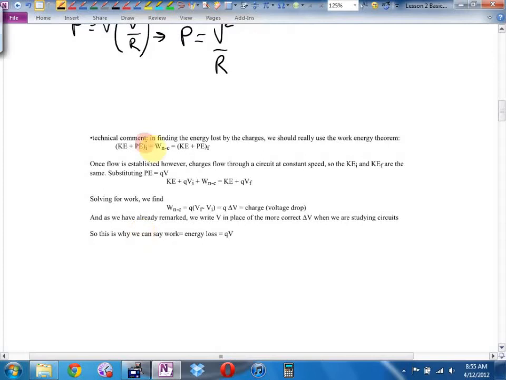Being technical here, in finding the energy lost by charges, we really should use the work energy theorem. Work is change in kinetic plus change in potential. But once you flip the switch on, the charges are all holding hands and they're moving at a constant speed. If they're moving at a constant speed, what is your change in kinetic going to be? Zero. We're going to ignore it. So we're ignoring the split millisecond when the switch gets flicked on and the split millisecond when the switch gets flicked off, which is why they yell at you when you're turning light bulbs off and on, off and on. That's a different equation. It uses more power. Okay.